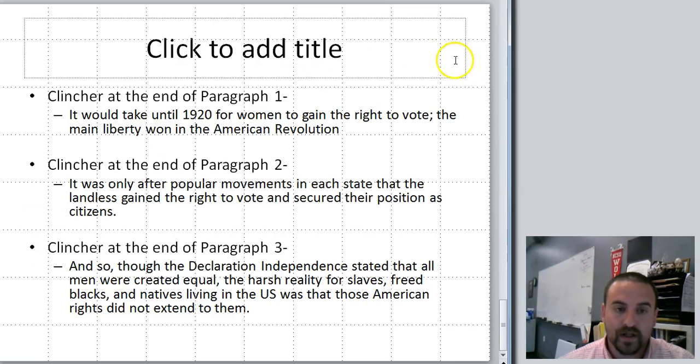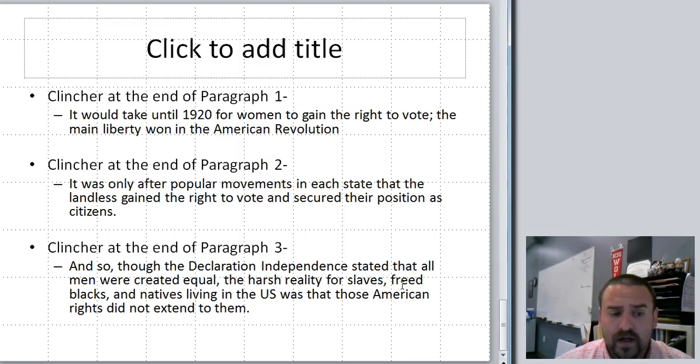So let's take a look at the clincher sentences. We've had this paragraph about women's rights and how it wasn't advanced by the Revolutionary War. And then at the end it says, it would take until 1920 for women to gain the right to vote, the main limiting one in the American Revolution. So again, it's a judgment call. They don't believe the American Revolution was that revolutionary, especially for women, and that's what this entire topic was about.